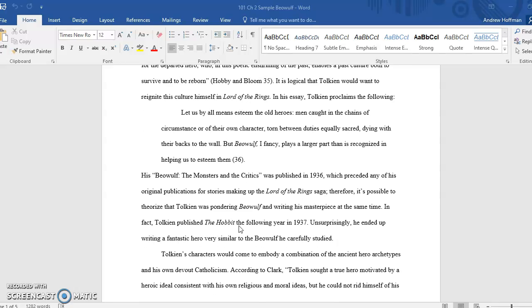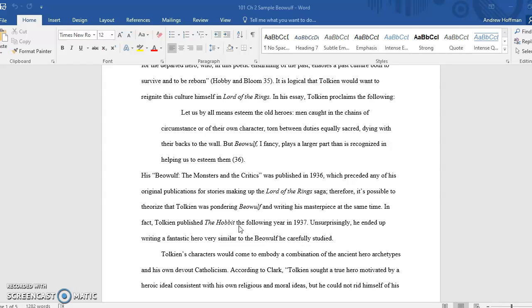His Beowulf: The Monsters and the Critics was published in 1936, which preceded any of his original publications for stories making up the Lord of the Rings saga. Therefore, it's possible to theorize Tolkien was pondering Beowulf and writing his masterpiece at the same time. And there is a lot of discussion about that, to be honest, in the literary world, okay?